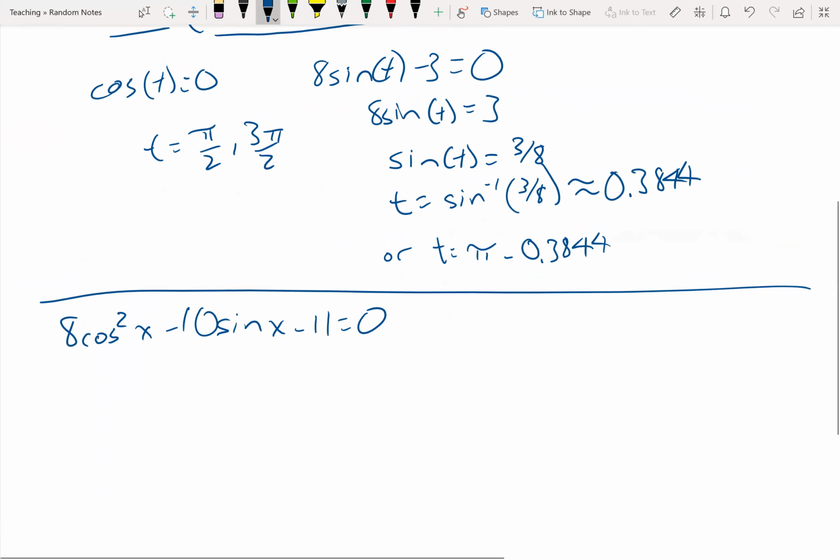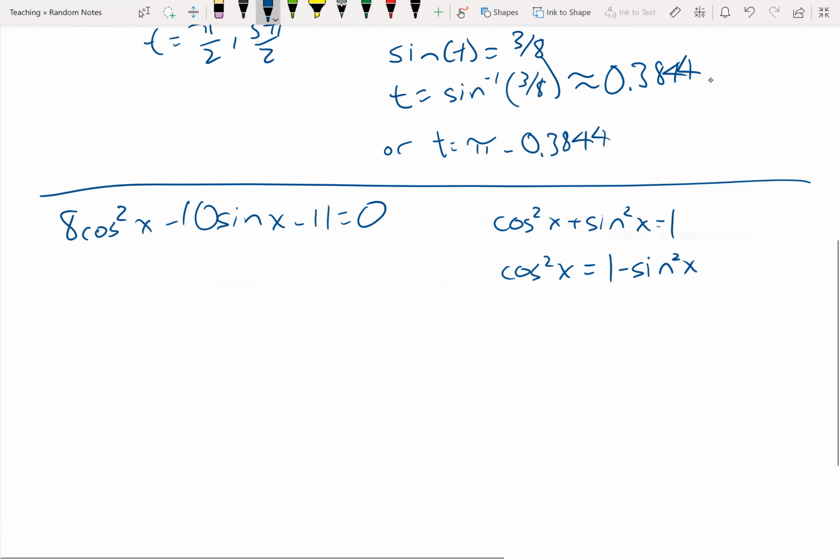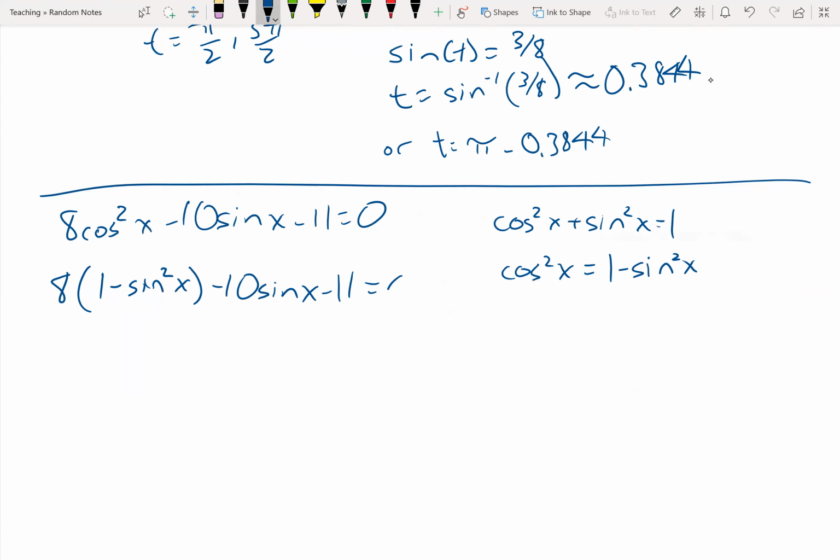But if you remember your Pythagorean identity, cosine squared x plus sine squared x equals 1, I can replace cosine squared x. If I solve that for cosine squared x, it's 1 minus sine squared x. So where the cosine squared x is, I'm going to change that to 1 minus sine squared x. So I'm going to do 8, parentheses 1 minus sine squared x, minus 10 sine x, minus 11 equals 0.